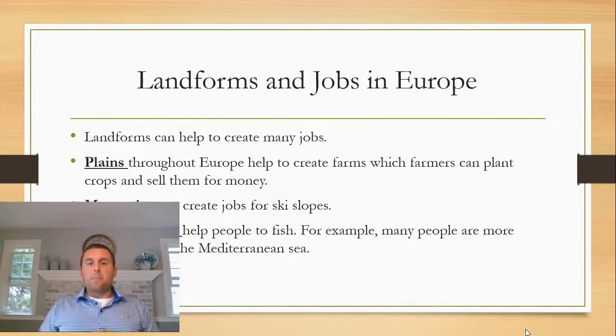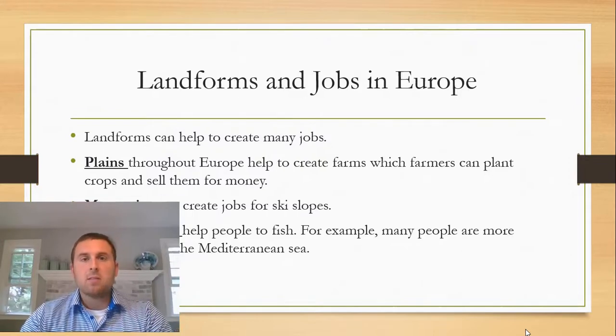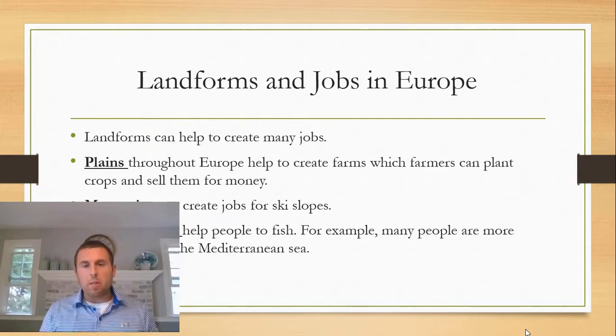Like I said, plains are landforms throughout Europe. These help people create farms. Farmers can plant, they can grow crops, and they can sell them and make money. In Ireland, they grow potatoes on their plains, and they sell them and make money off of them. Mountains: people can work at ski slopes. They can be ski instructors. They can operate the ski lifts or things like that. That opens up jobs.